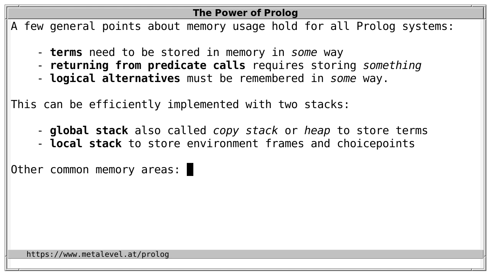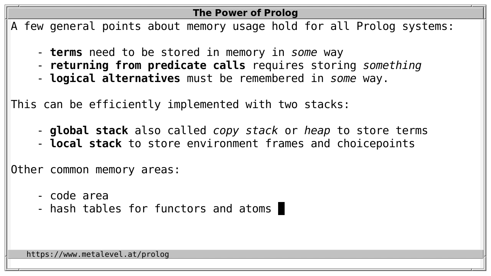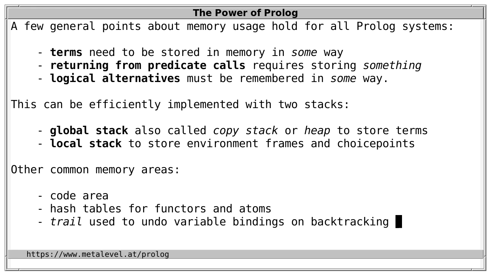And in a real Prolog system, there are also other memory areas, such as the code area to store Prolog programs, then tables, often hash tables, to store functors and atoms, the trail, which is used to undo variable bindings on backtracking, and which can also be implemented as a stack.